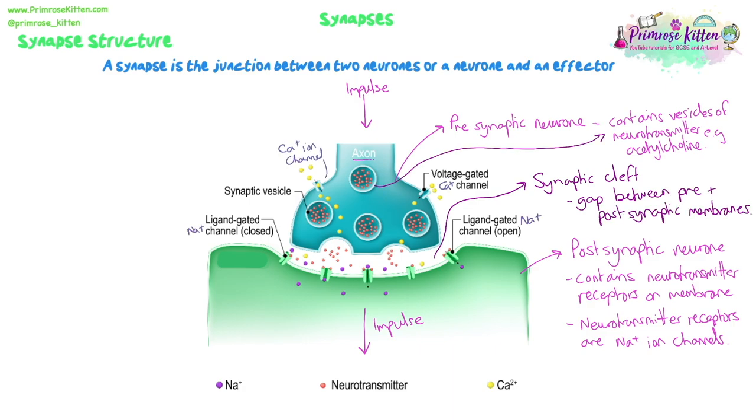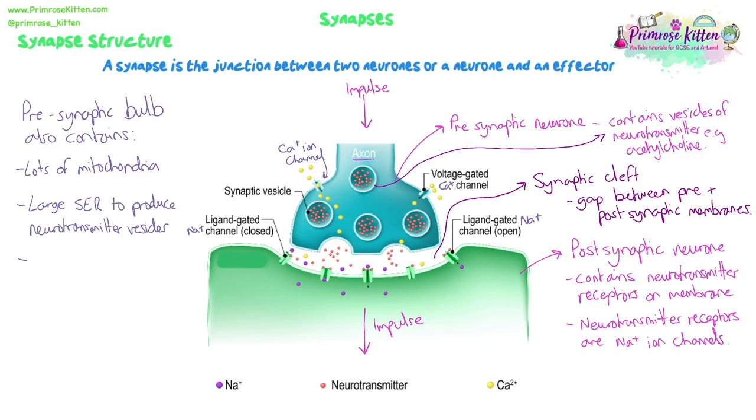On the presynaptic neuron, we have calcium ion channels. They are voltage-gated channels, which means they respond to changes in membrane potential. Whereas the sodium ion channels are ligand-gated. In the presynaptic bulb, there'll be lots of mitochondria. And because we're going to need to make these vesicles full of neurotransmitter, we need a large smooth endoplasmic reticulum.